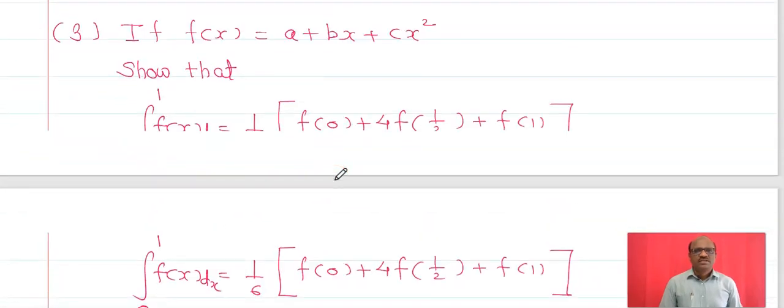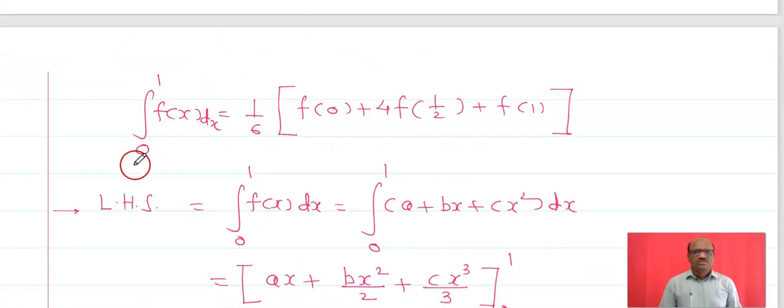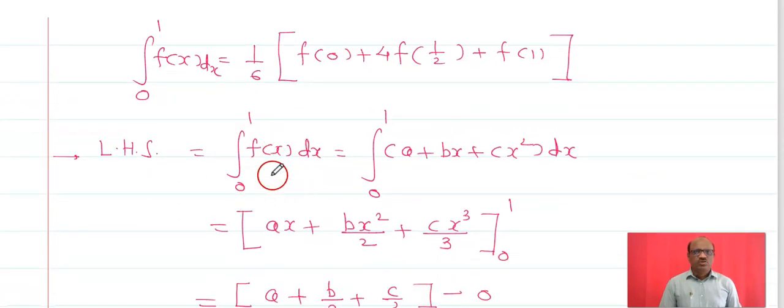And now the next example: f of x is equal to a plus bx plus cx square. Then show that the integral from 0 to 1 of f of x dx is equal to 1 by 6 in bracket f of 0 plus 4 into f of 1 upon 2 plus f of 1. Now consider the LHS. What about the LHS? Integral 0 to 1 f of x dx, that is the integral of a plus bx plus cx square dx.